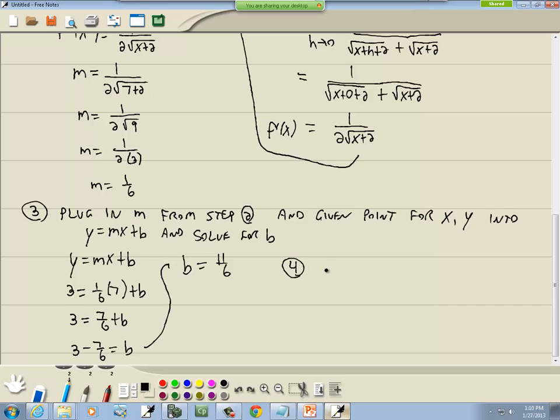Now step 4. Write your answer. It was wanting the equation of the tangent line, which is y is equal to mx plus b. Now from step 2 we said m was 1/6, so I'll plug that in. And from step 3 we said b was 11/6, so I'll plug that in. And our answer is y is equal to 1/6 x plus 11/6.